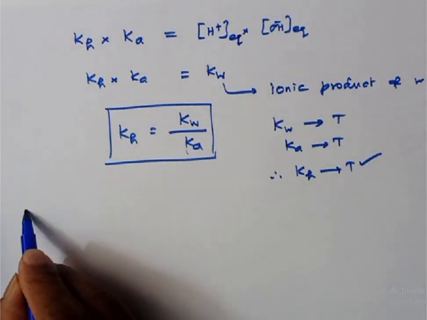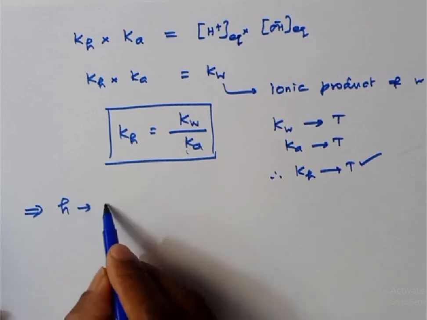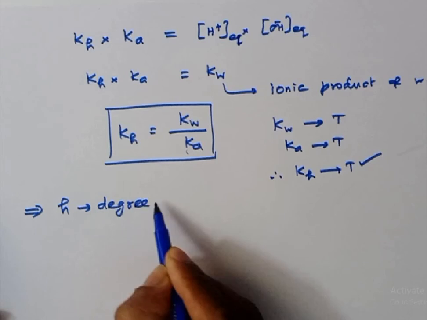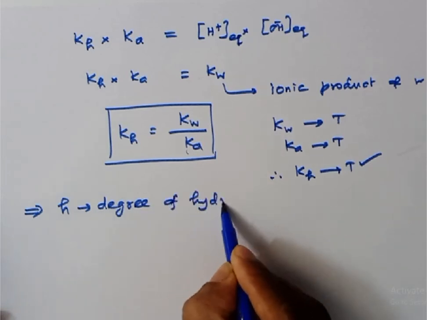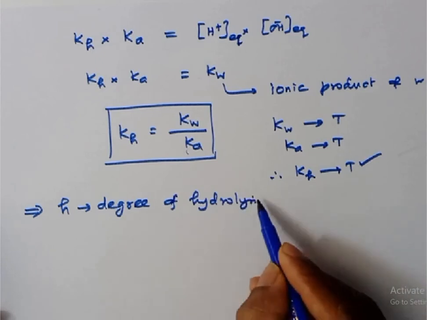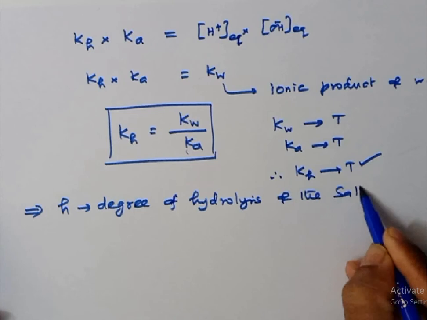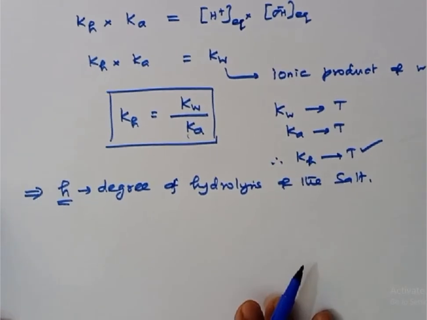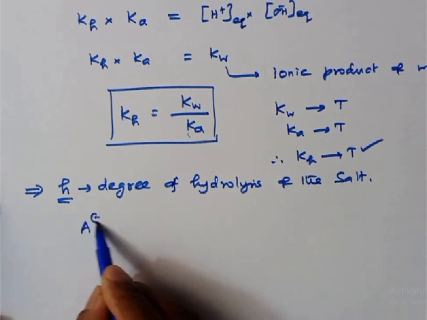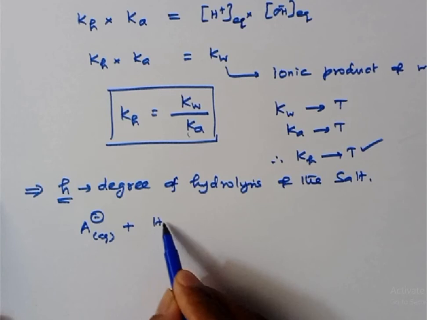Now the second goal is to determine the degree of hydrolysis of the salt, where H is called the degree of hydrolysis. Degree of hydrolysis of the salt. So how to get this degree of hydrolysis? Very simple. I'll take this equation: the anion in the aqueous medium reacts with the water.